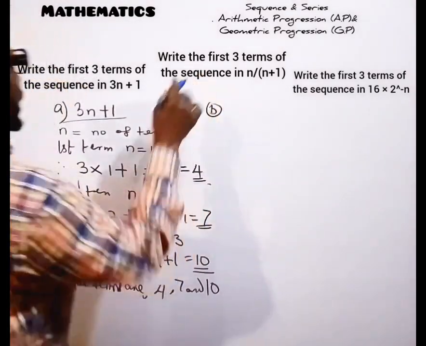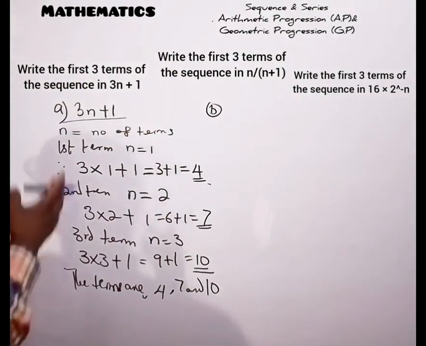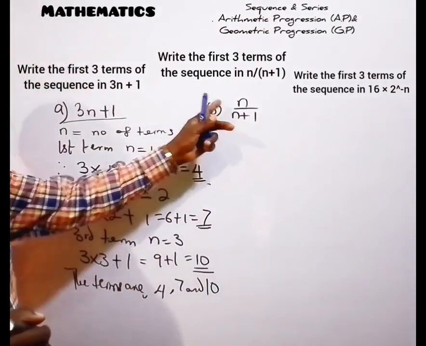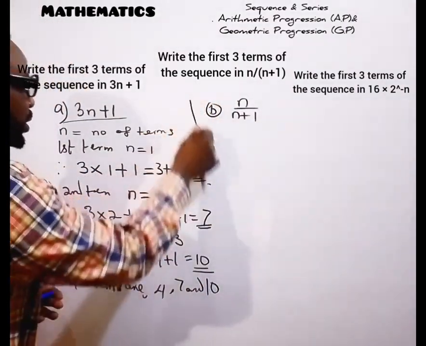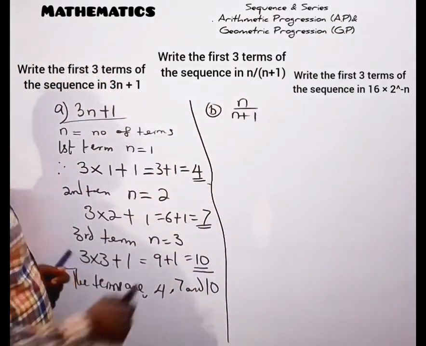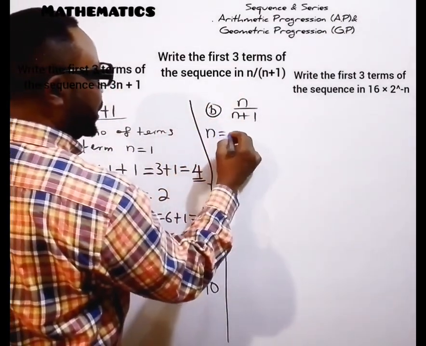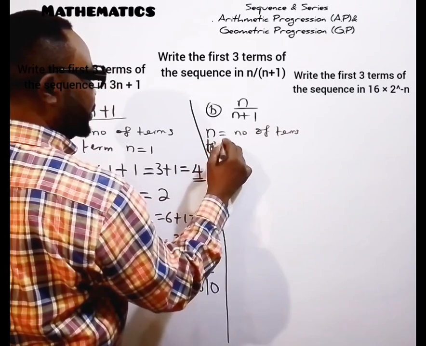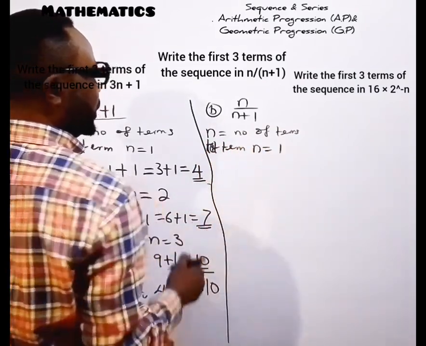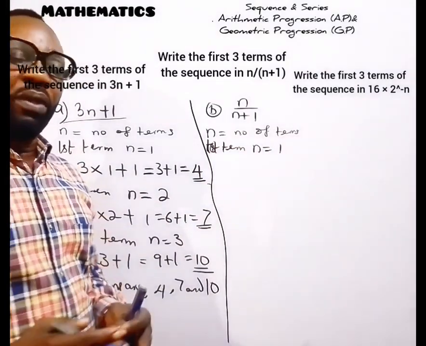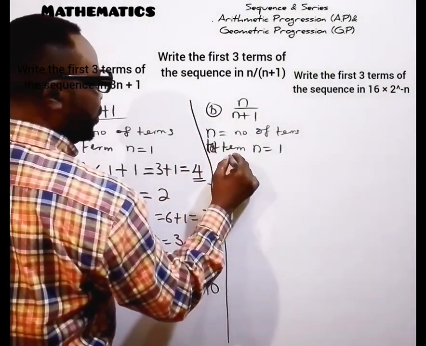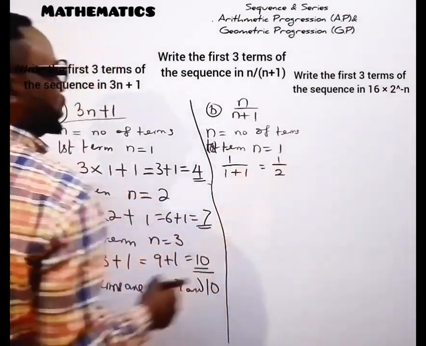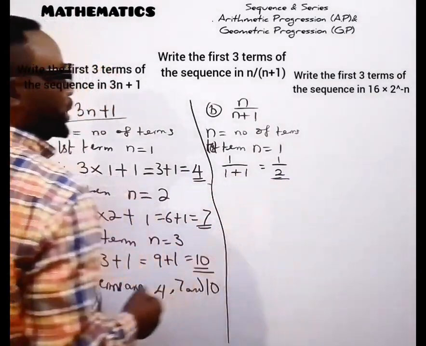For the second expression that we have here, the sequence says n over n plus 1. We are asked to find the first, second, and the third term of this sequence as well. For the first term, where n is equal to number of terms, n is equal to 1. So wherever we see n here, what you put there is 1. This one will be 1 over 1 plus 1. That will be equal to 1 over 2. This is the first term value.